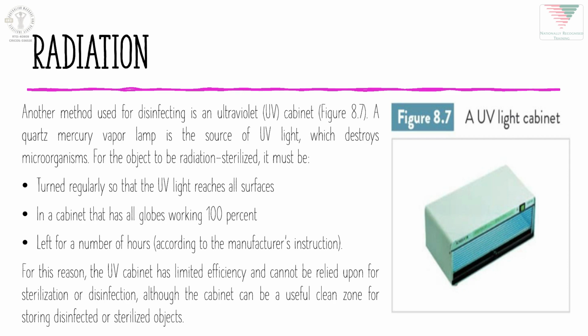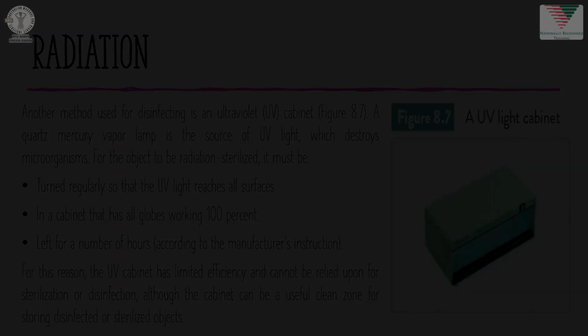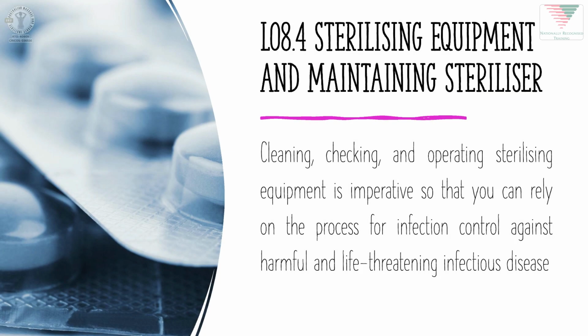For this reason, the UV cabinet has limited efficiency and cannot be relied upon for sterilization or disinfection, although the cabinet can be a useful clean zone for storing disinfected or sterilized objects. Learning Objective 8.4: Sterilizing equipment and maintaining sterilizer. Cleaning, checking, and operating sterilizing equipment is imperative so that you can rely on the process for infection control against harmful and life-threatening infectious disease.